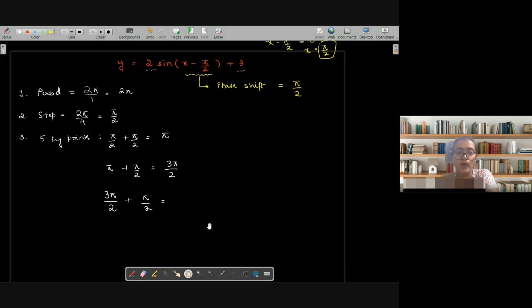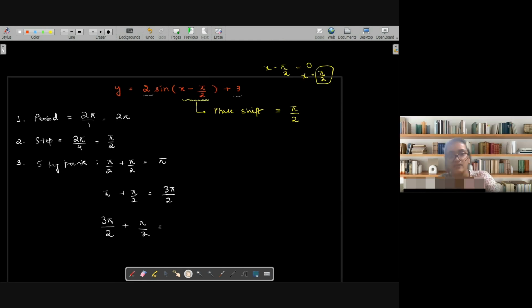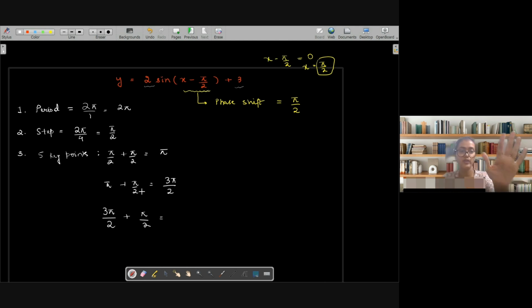I had a question. If there was no pi over 2, let's say it was just x, then we would start from 0 plus pi over 2? Yes, then we'll start from 0. Exactly. So 3 pi over 2 plus pi over 2, that will be 4 pi over 2, which is 2 pi. Then one more point.